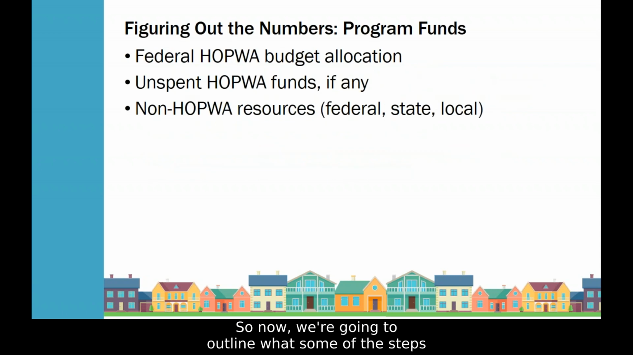So now we're going to outline what some of the steps are to figure out the numbers for potential new programs or expanding existing programs. So the first step is really going to be identifying all of the potential sources of funds. The first is going to be your HOPWA funding, which we know is determined through the annual federal budget process. And I think you all know this process can be unpredictable, both in terms of the amount of funds you'll receive in any given allocation year and in terms of when that amount will actually be determined.